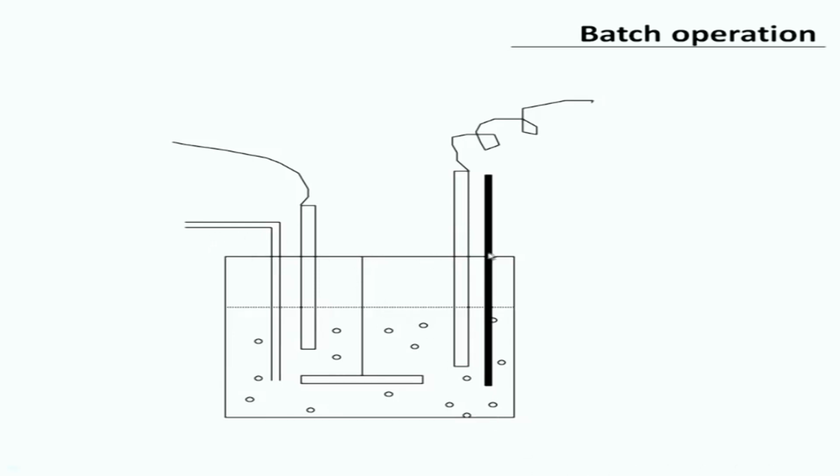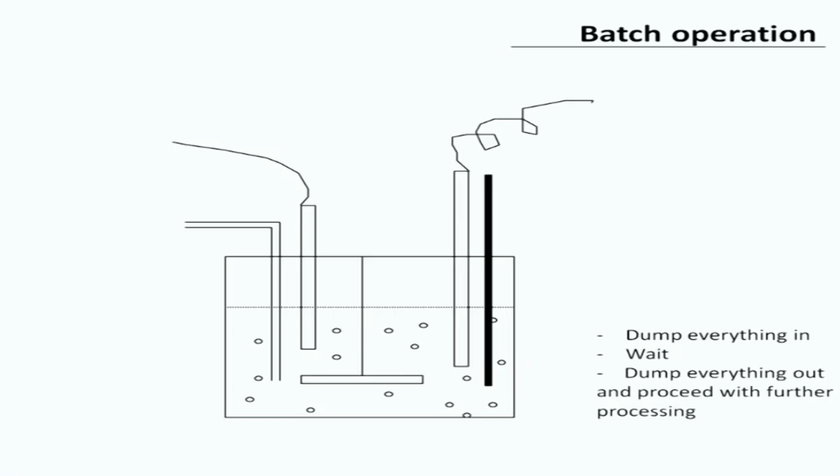Okay, this is the same stirred tank that we considered earlier. This is a stirrer here which stirs and keeps the cells in suspension. When the stirred tank is operated in a batch mode, what is done is we dump everything in, that is the medium, the cells, the inoculum and so on and so forth, and then the reaction takes place. Therefore, we wait for the bioproducts to be made, and at the end of the time we dump everything out and proceed with further processing, the downstream processing steps to separate and purify the product from the other things.